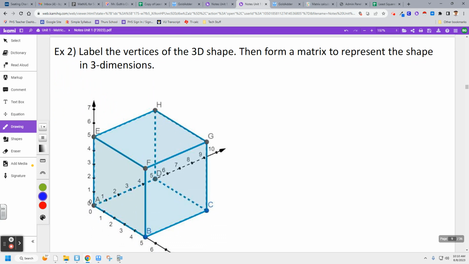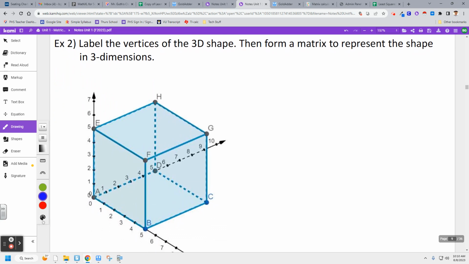Example 2 is going to be a little bit harder because it's a 3-dimensional shape. There's a lot more going on. If you look at it, I see 8 vertices. Okay, so 8 points, 8 columns in my matrix. It's kind of hard to orient your brain here, a 3-dimensional shape written on 2-dimensional paper, but that's what we have to do here.